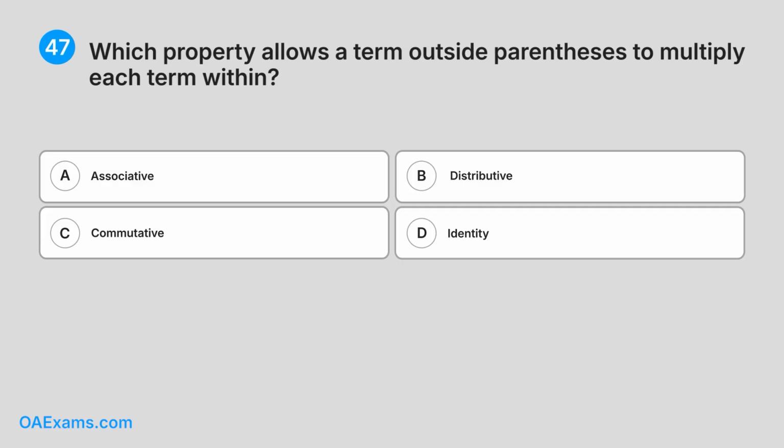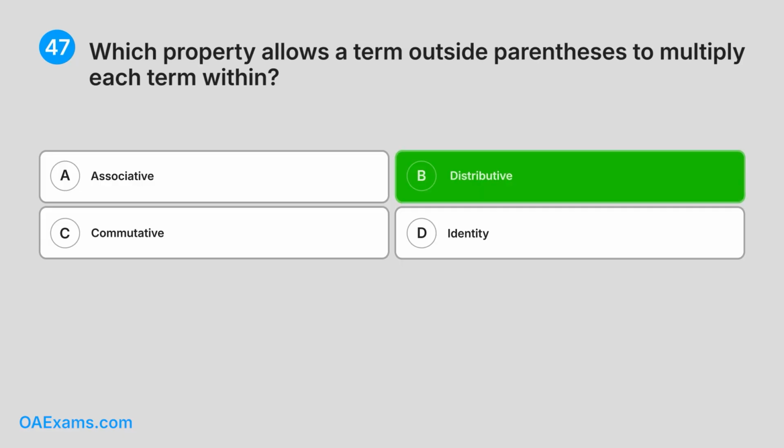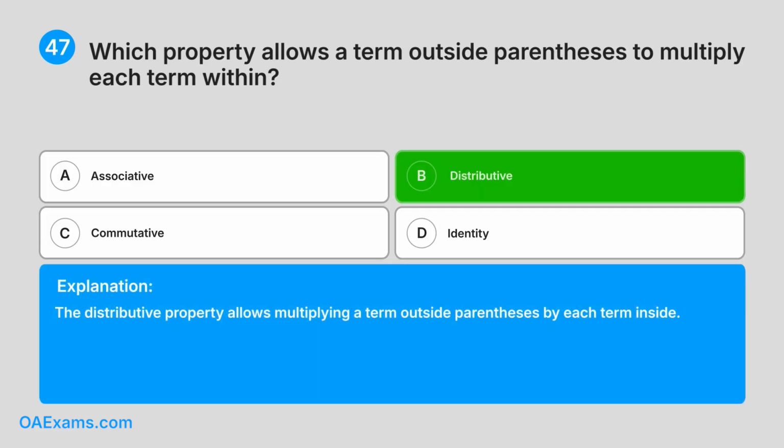Correct answer. B. Distributive. Explanation. The distributive property allows multiplying a term outside parentheses by each term inside.